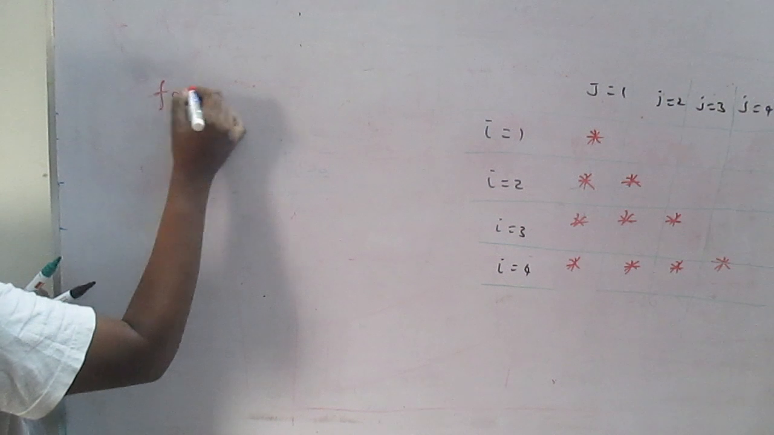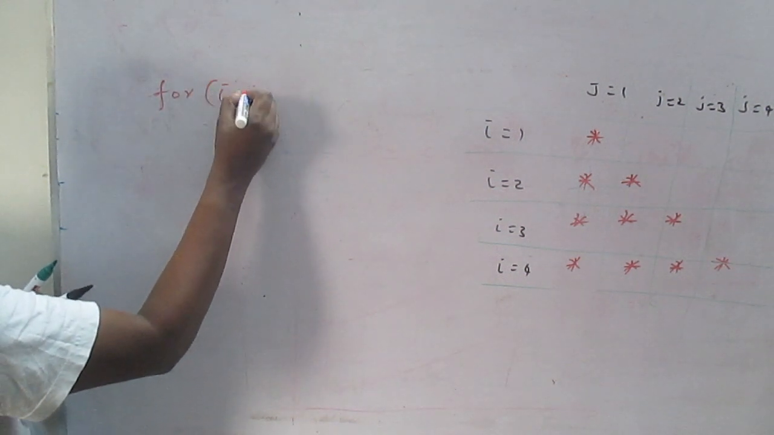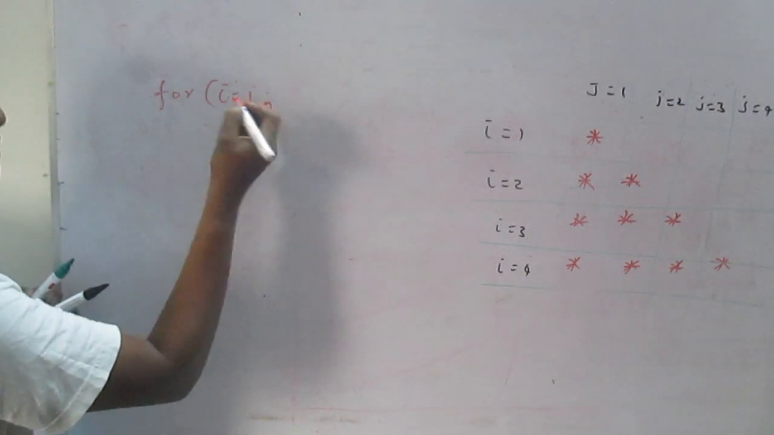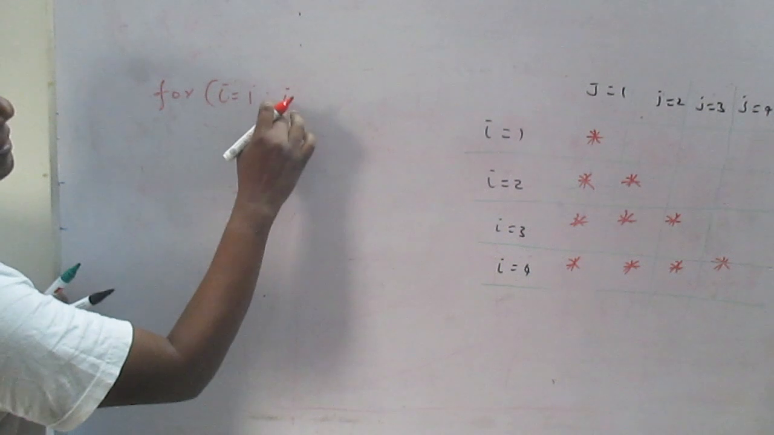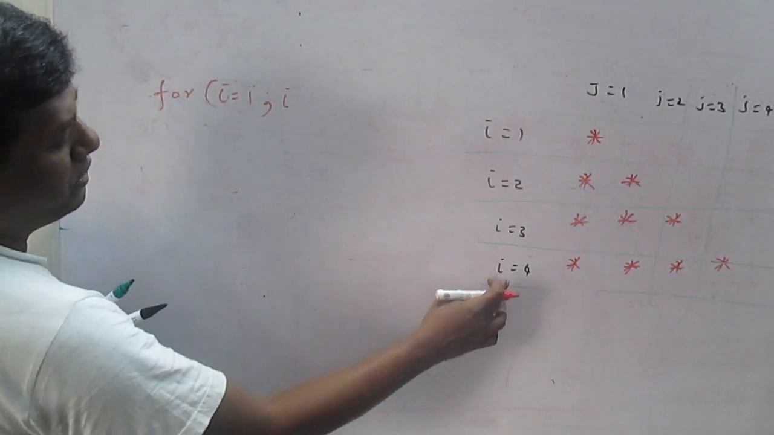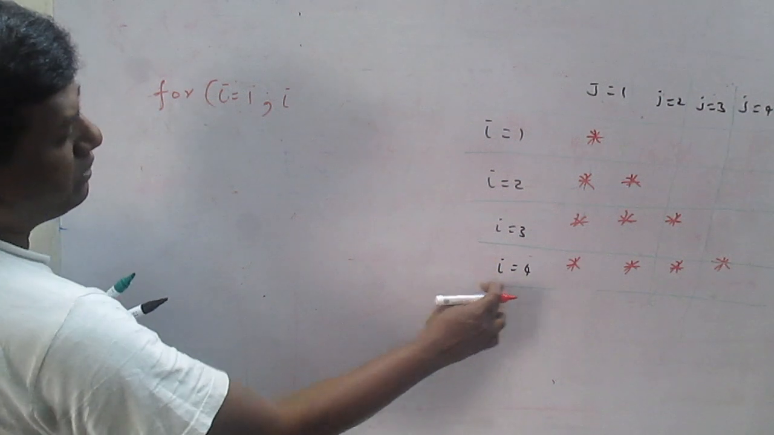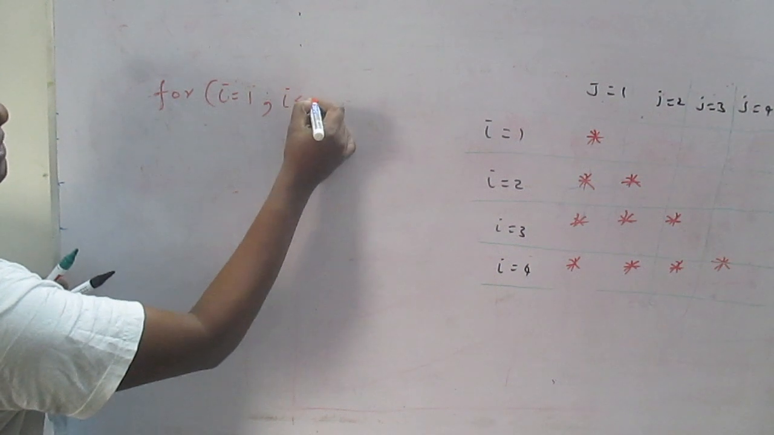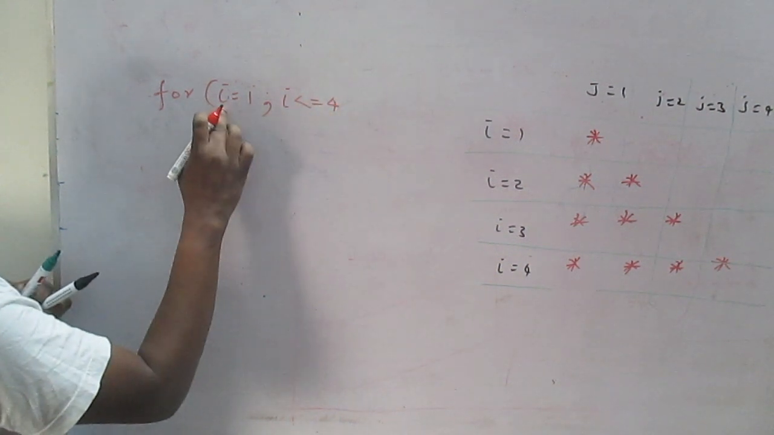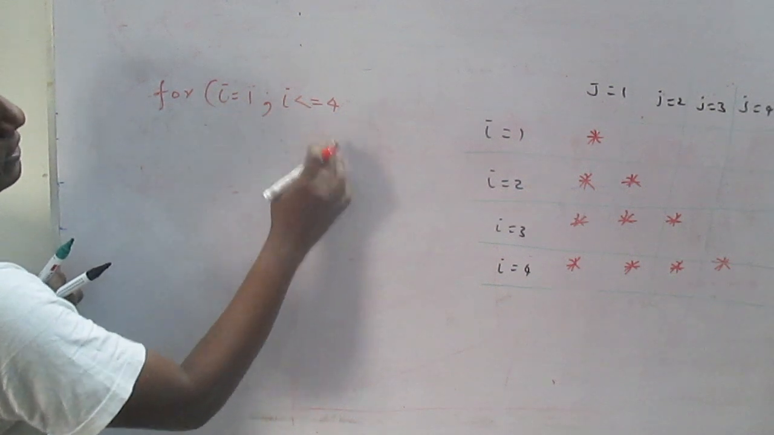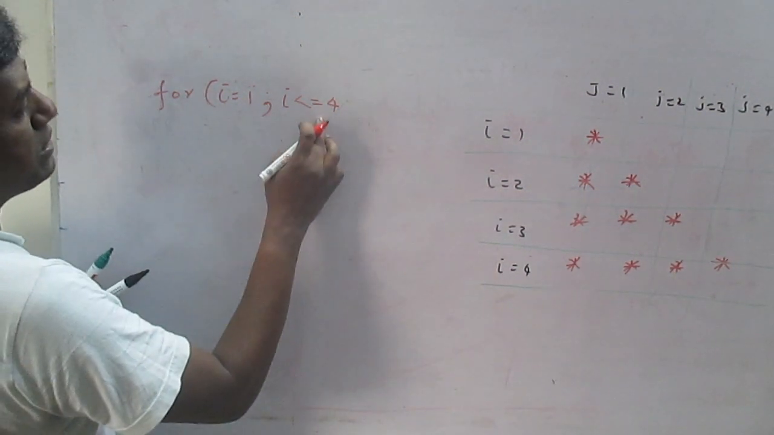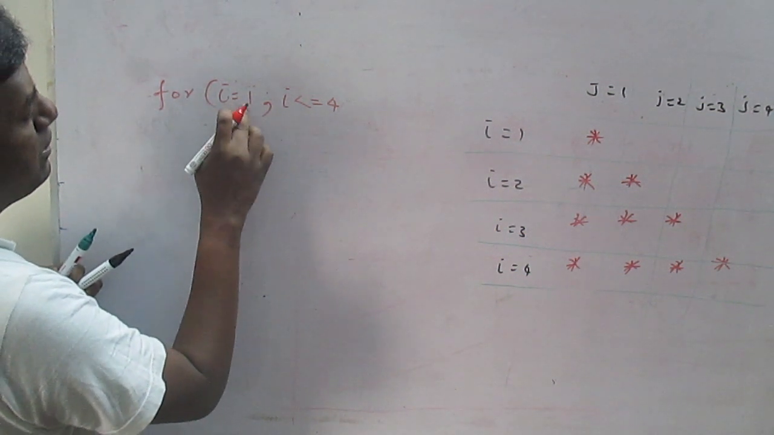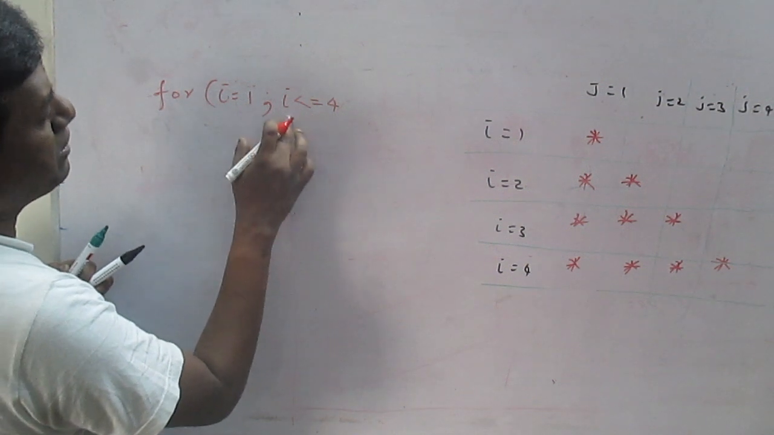For loop generally works like this: we will have the initialization, let's say i equal to 1, then i plus plus. Then the condition: here how many rows are there? Here we have 4 rows. So we can say i less than or equal to 4. It means the row starts with 1 and goes maximum up to 4. The condition will be checked.